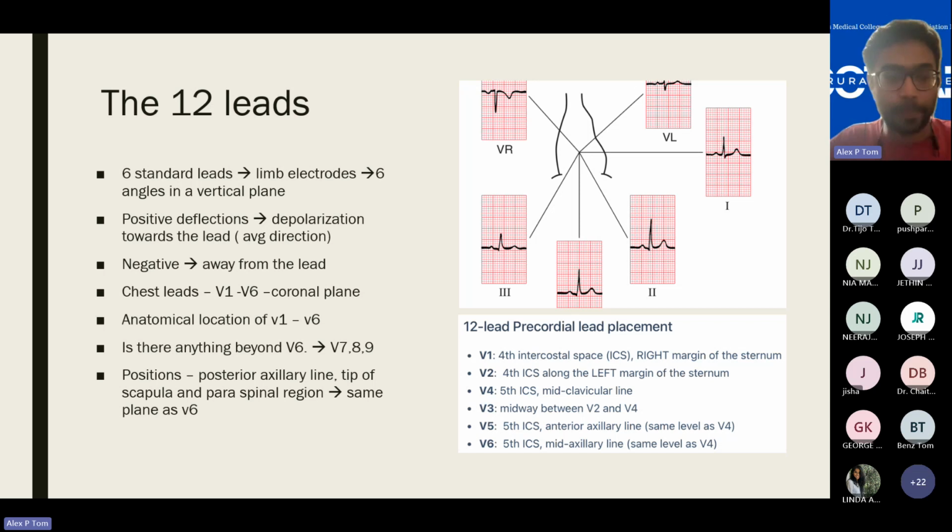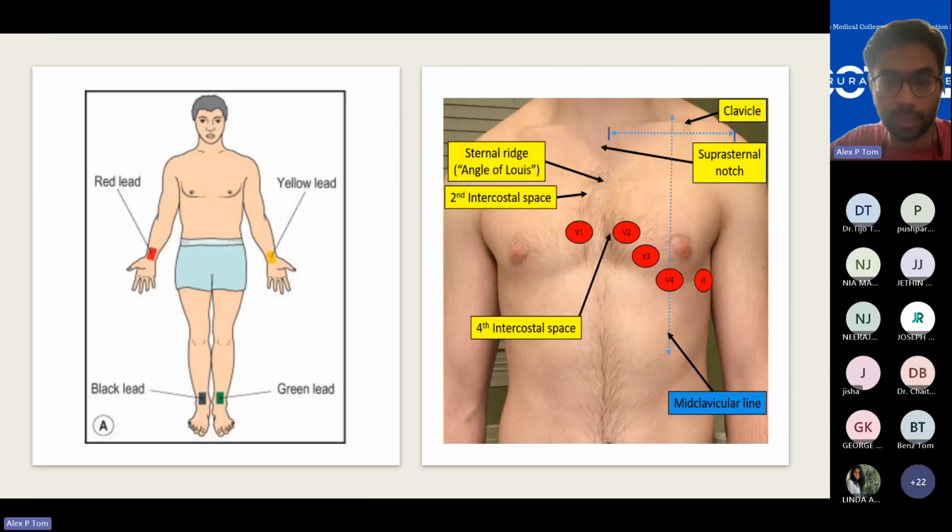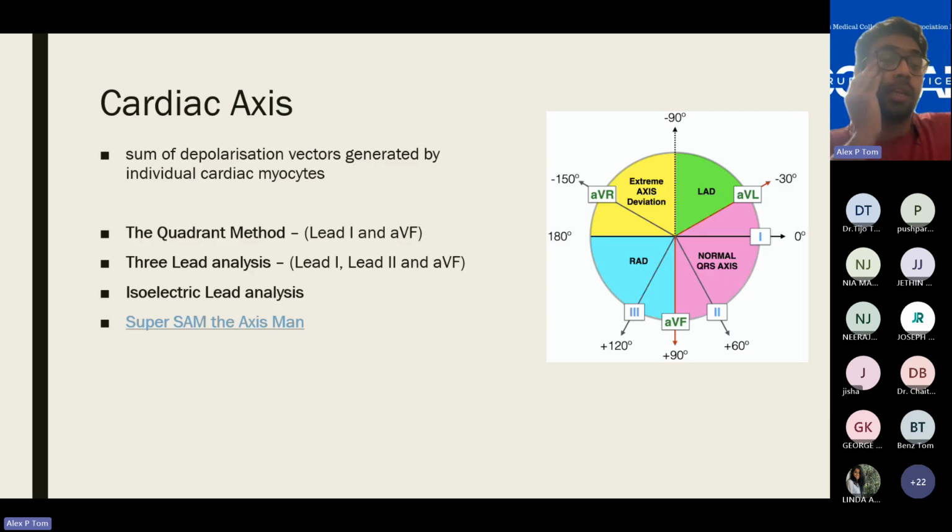I hope you guys got that. All right, okay, so that's how you place it. Then you have a very good chest lead placement, and then you take the ECG, and now the next part that we are going to deal with is how do you interpret a cardiac axis? I will come to interpreting rate later. I thought since I've been talking about angles and lead placement, it's nice to continue with cardiac axis at this point and finish it off. So we will continue with cardiac axis.